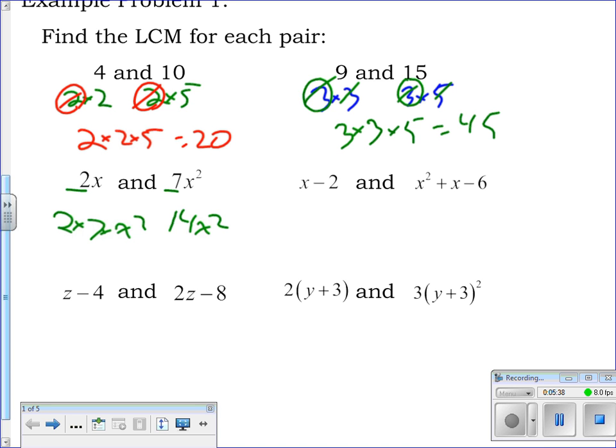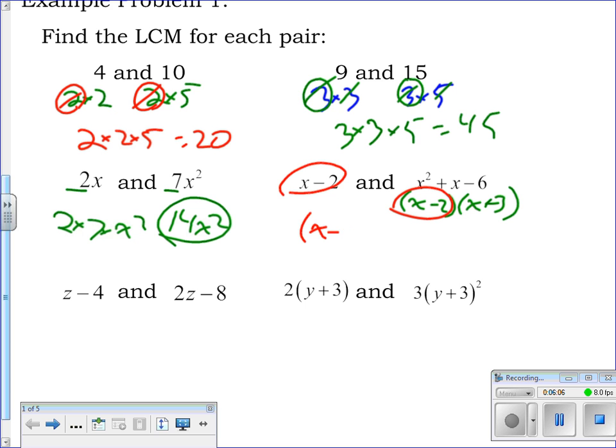And that's my least common multiple, 14x squared. On the next one, what do you think I have to do first? I have to factor. So I factor this quadratic, x minus 2, x plus 3. Do I have any factors in common? Yeah, I have x minus 2 and I have an x minus 2. So I have x minus 2 as one of my terms.